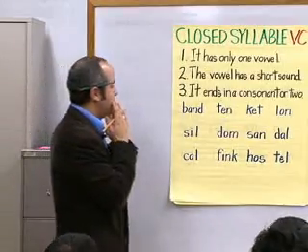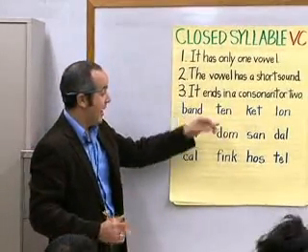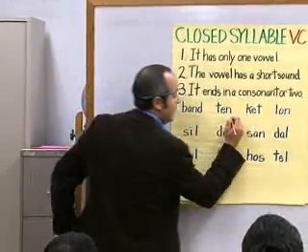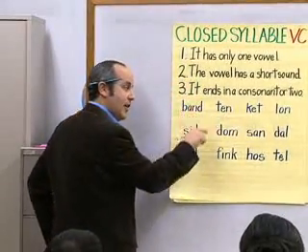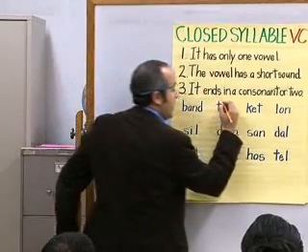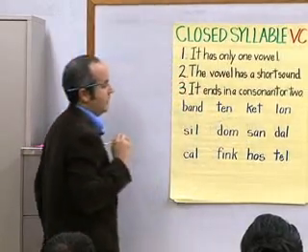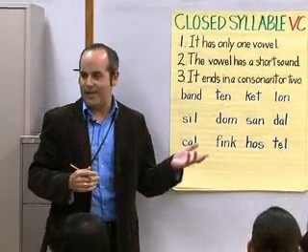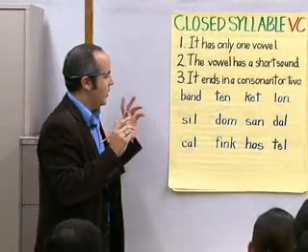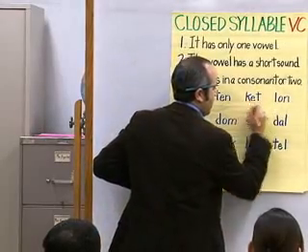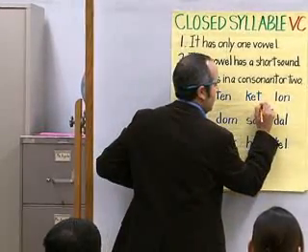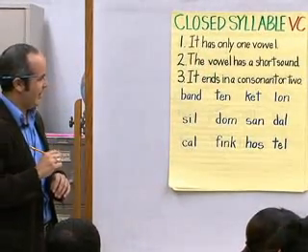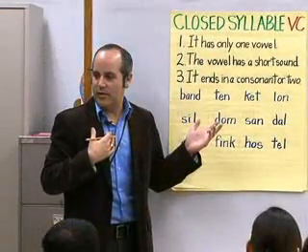Let me try another one. Now, closed vowel. I have one vowel. It ends in a consonant. So if this is a closed vowel, then my short sound is... Ten. Okay, I think I get this. Let me try one more. All right. One vowel ends in a consonant, so then the sound is short.